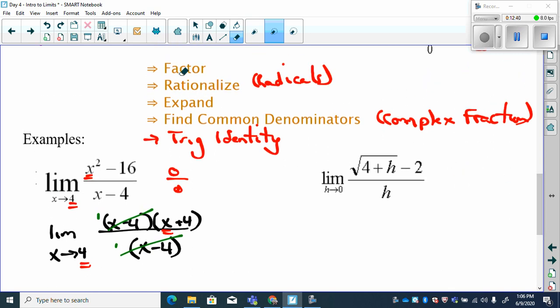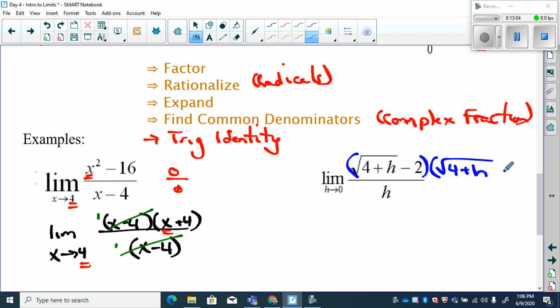So what I'm going to do in this case is, well, I got to do one of these 4 things. I can't factor anything. There's nothing to expand. Okay, it's not a complex fraction. It's actually this method right here. I'm going to rationalize because there's radicals involved. And what I'm going to do to rationalize this is I got to multiply both the top and bottom by the conjugate of radical 4 plus h minus 2, which would be radical 4 plus h plus 2. If I do that to the numerator, I do it to the denominator.